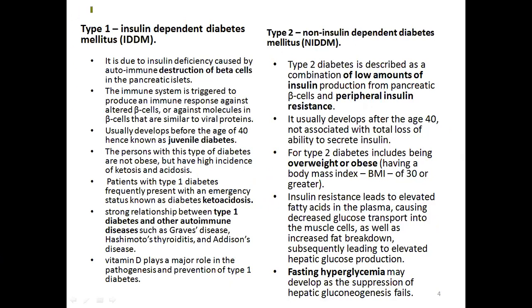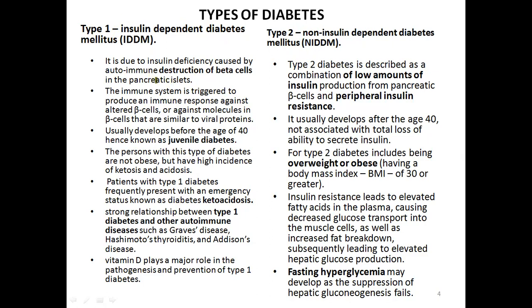Now, based on the type of cause, we have classified diabetes into two types. One is type 1 diabetes, which is called insulin dependent diabetes mellitus. The other is type 2 diabetes, which is called non insulin dependent diabetes mellitus. These are the two types of diabetes mellitus that we see. Let us look at them one by one.